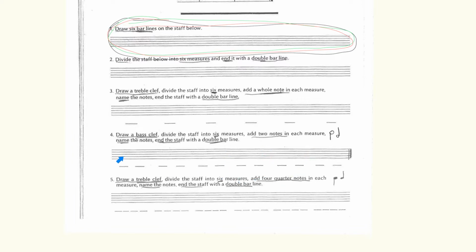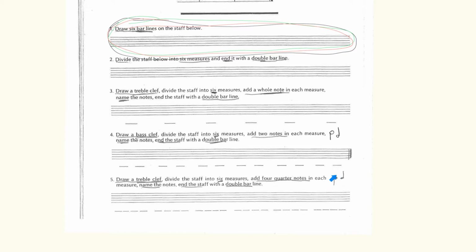And now you put a half note. See, there are examples of half notes right here on the staff, and then you have to name it based on the bass clef. And then the last one, draw a treble clef, divide into 6 measures, add 4 quarter notes in each measure. So that's what quarter notes look like.